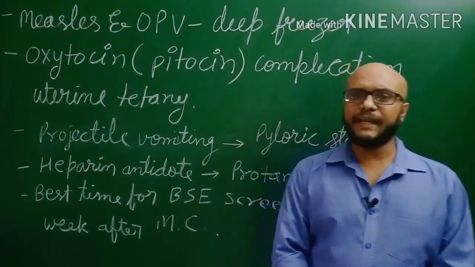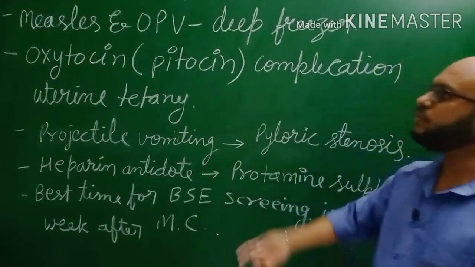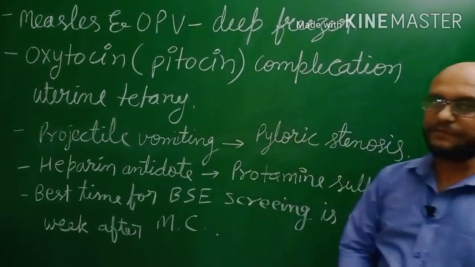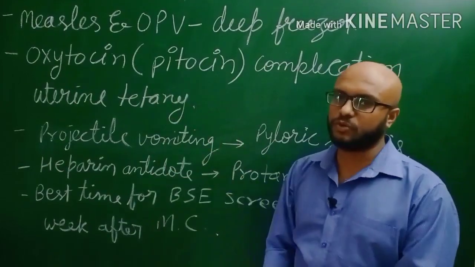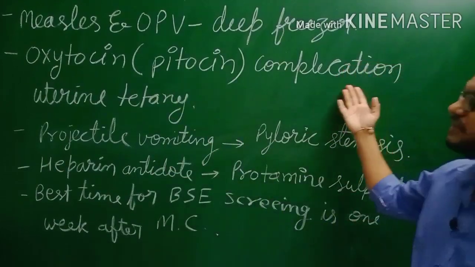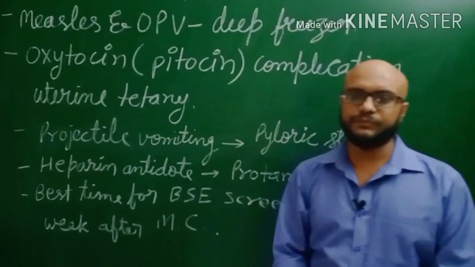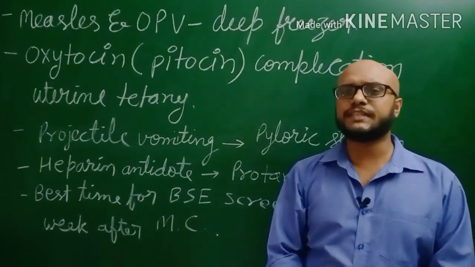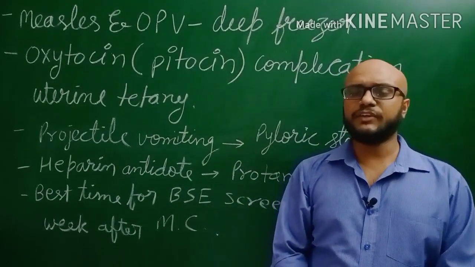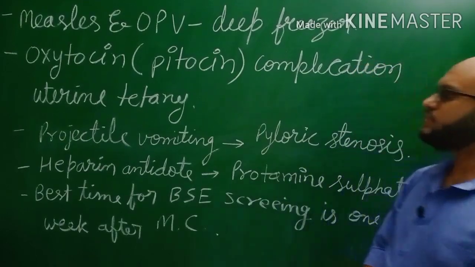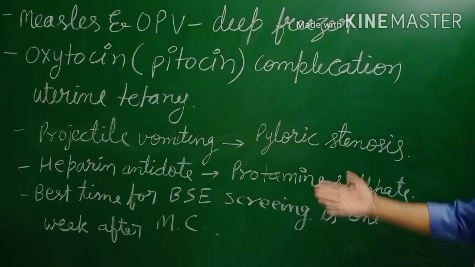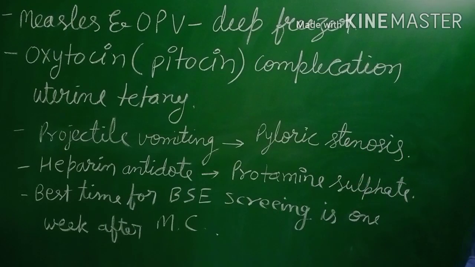Measles vaccine and oral polio vaccine should be stored in the deep freezer. Oxytocin, also called pitocin, its complication is uterine tetany. Oxytocin is given to start uterine contraction at the time of labor. Projectile vomiting is seen in pyloric stenosis condition.